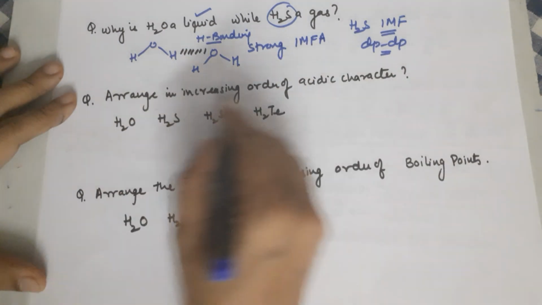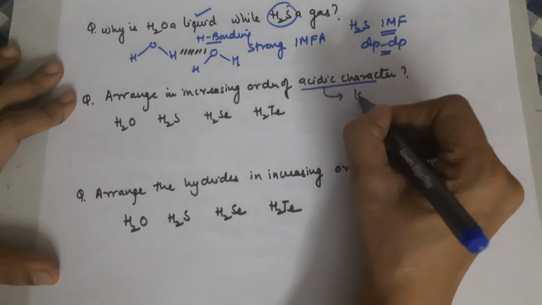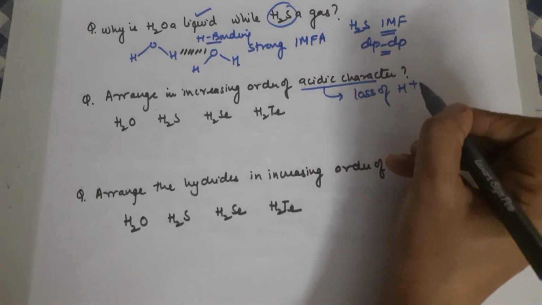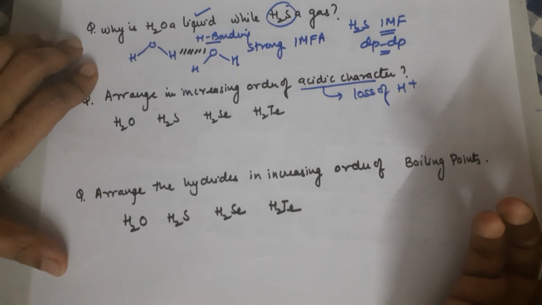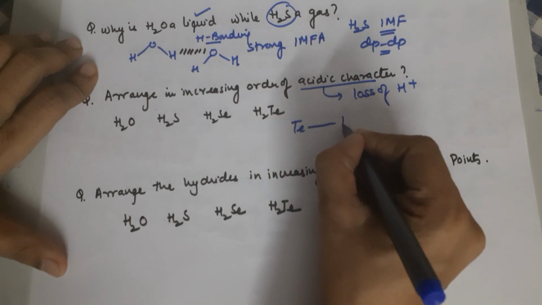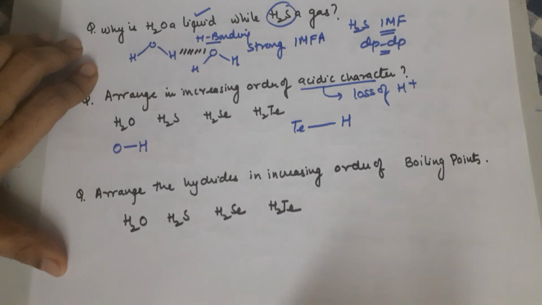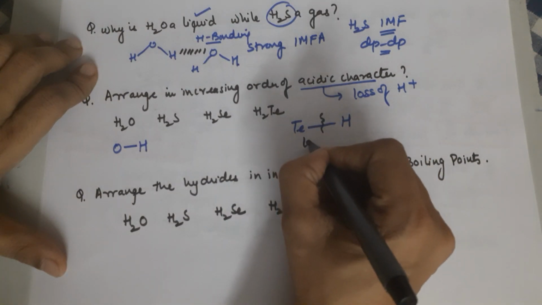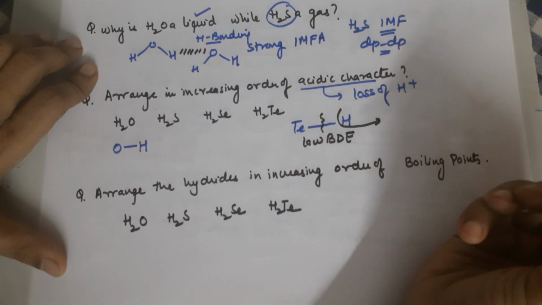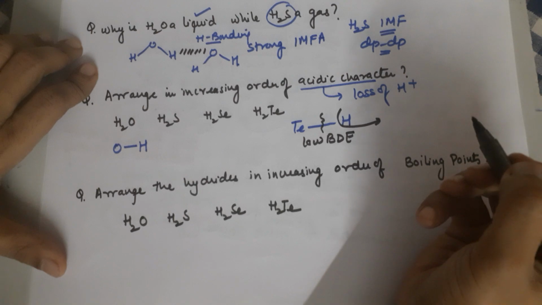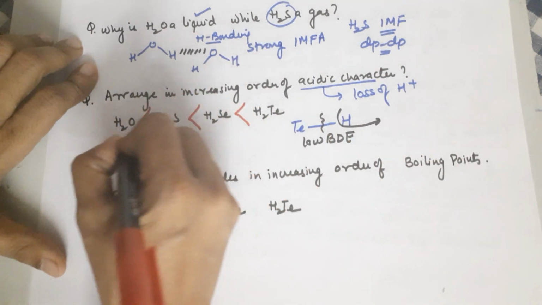Coming to the next, arrange the following in increasing order of acidic character. Now, acidic character is loss of a proton. This loss of a proton is going to happen only if the bond is weak. We very well know the tellurium to hydrogen bond is weak as compared to oxygen to hydrogen. Therefore, because this bond has got a low bond dissociation energy, the hydrogen loss in this case is easier. Therefore, the acidic character order would be like this.